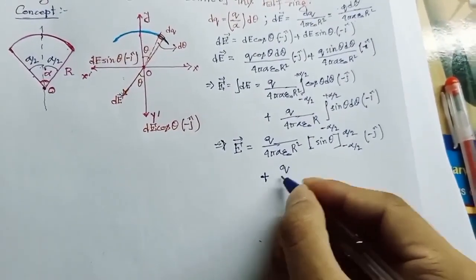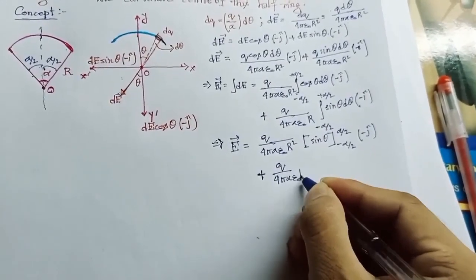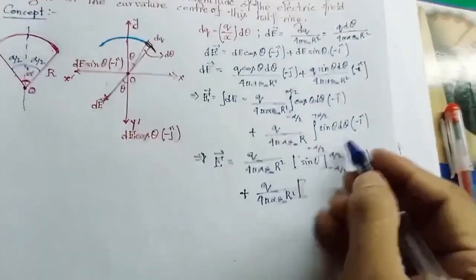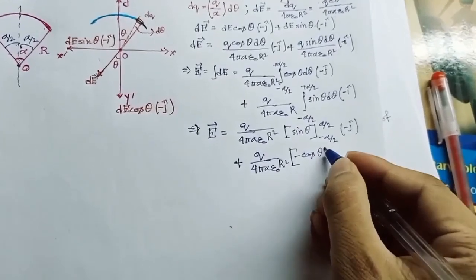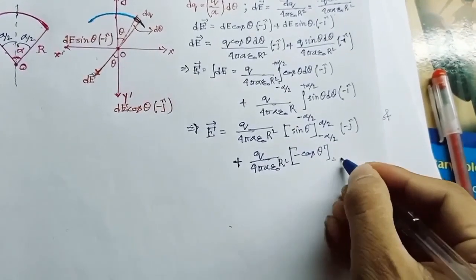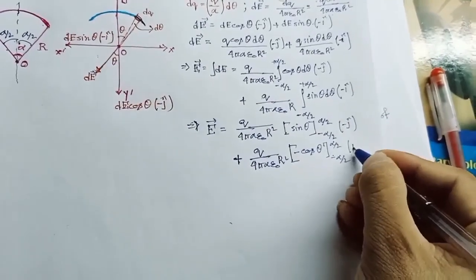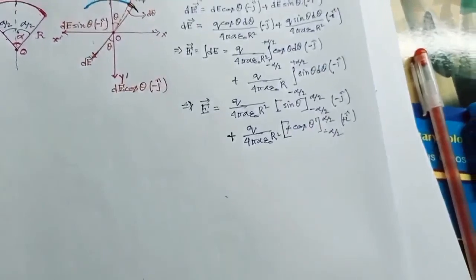Its horizontal component of the electric field is equal to q divided by 4 pi epsilon naught r square, and the integration of sin theta d theta is equal to minus cos theta, with the lower limit minus alpha divided by 2 and the upper limit plus alpha divided by 2, and its direction vector is minus i cap. Now this alpha minus will get cancelled.